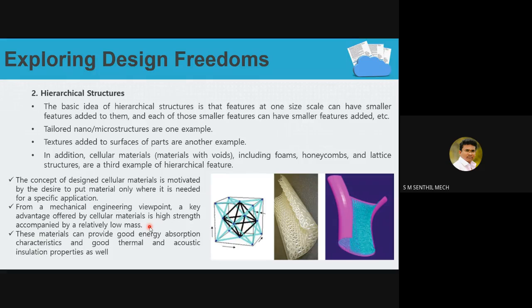Okay, but that normally comes in compensation with your weight. When you're having a higher strength in a conventional material, the mass will be high. If you're having a low mass, the strength will be low. So that is what a conventional material will be offering. But when you are going for cellular materials, this problem can be easily avoided, wherein you can get a material which is having a relatively low mass when compared to the same material produced using conventional methods, and with high strength.